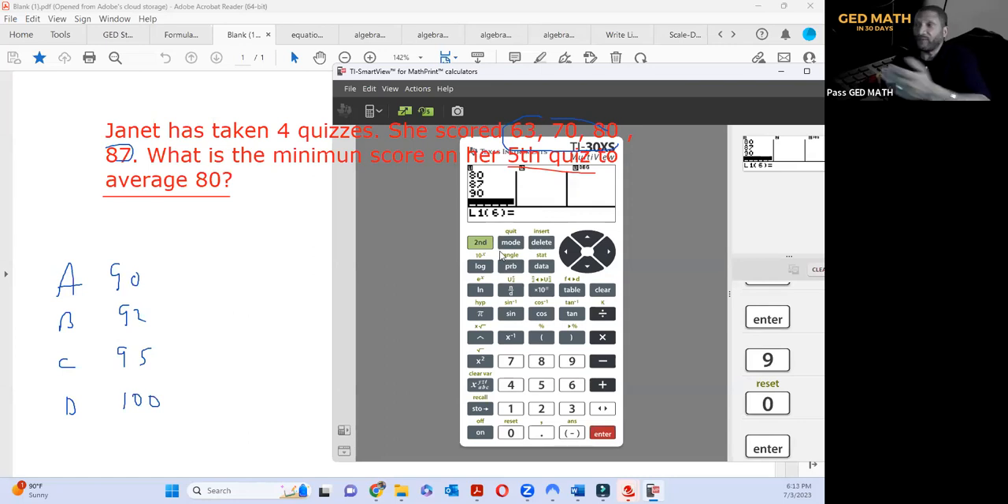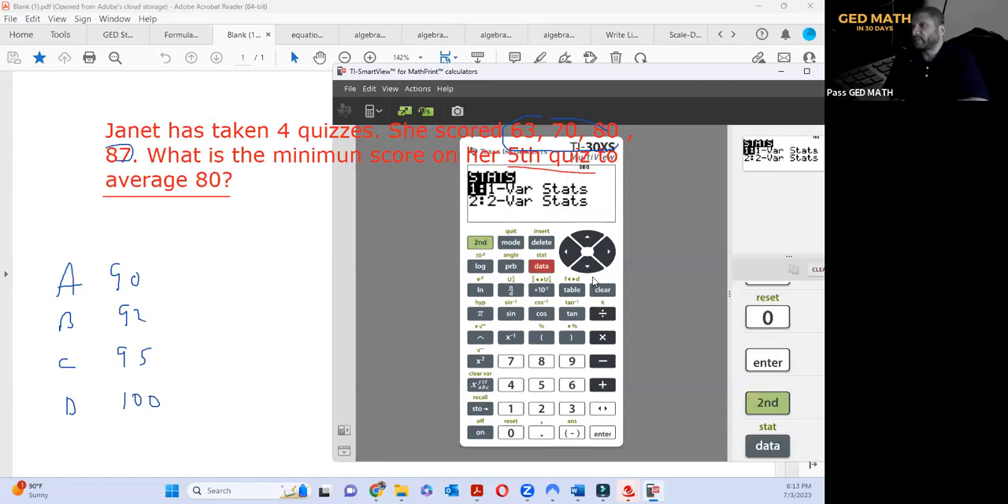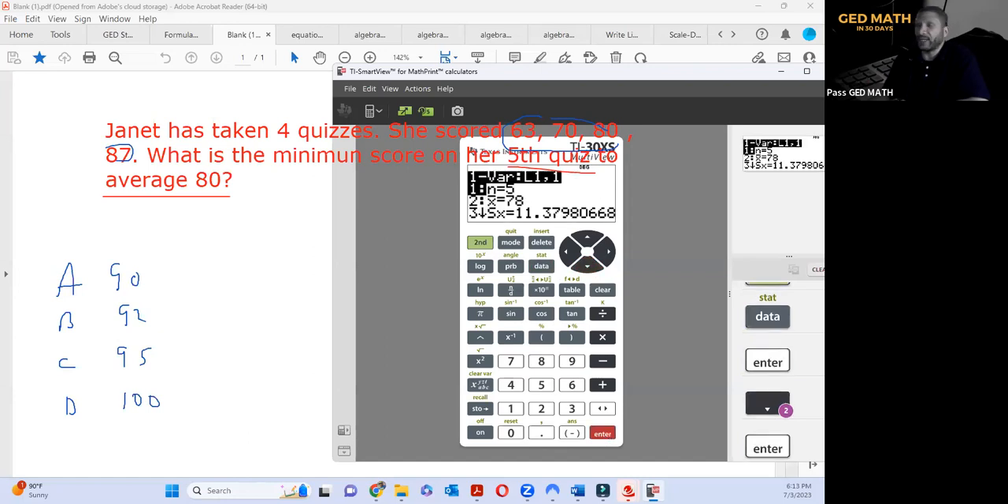Now I need to have an average of 80. So I'm just going to go second, data, one variable, calculate. And I'm looking for the average. Again, if you went through the lesson in the ebook, this tells you your average is 78. That's not an 80. So I know it's not A.